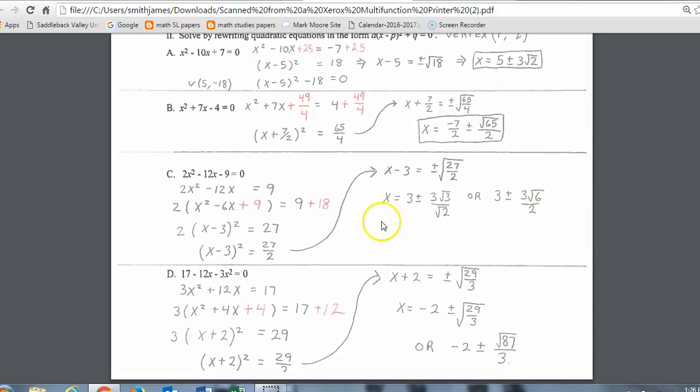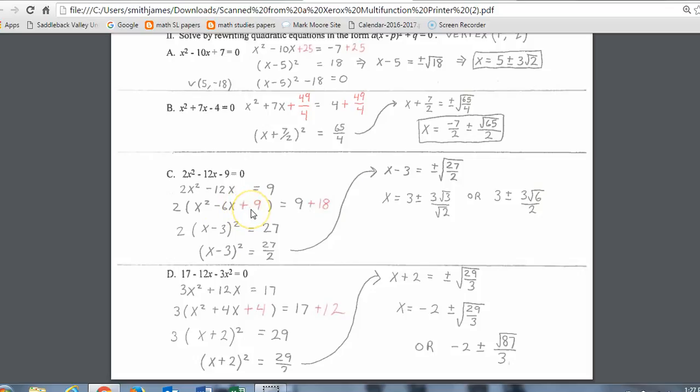So for C and D, for the last two, these are cases where your A value is not 1. And so we're going to need at some point to factor that number out in order to complete the square. Start the same way, add your 9 over to the other side. But before I complete the square, I'm going to factor out a 2 from these terms. So that's going to give me this look here.